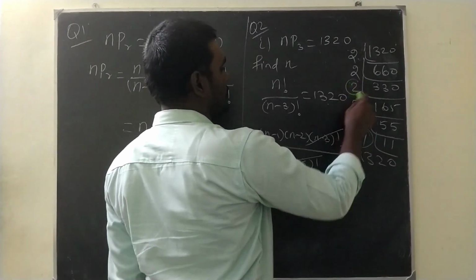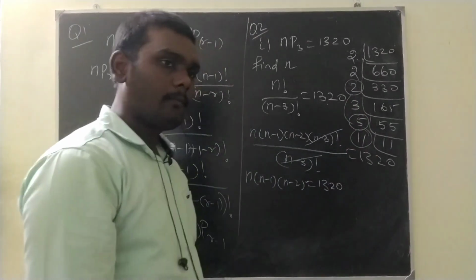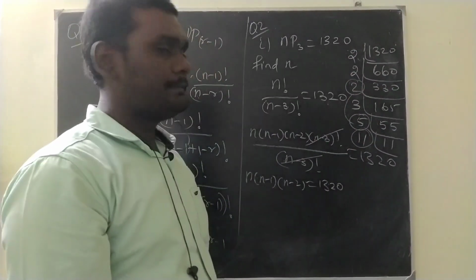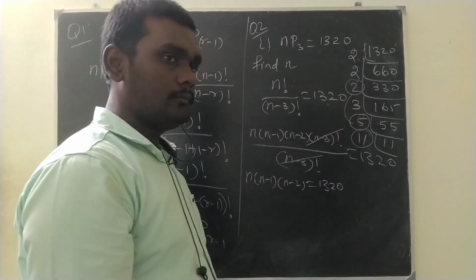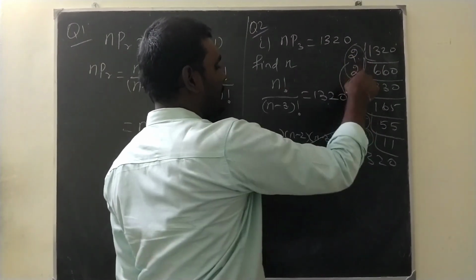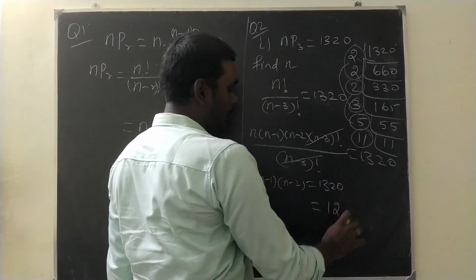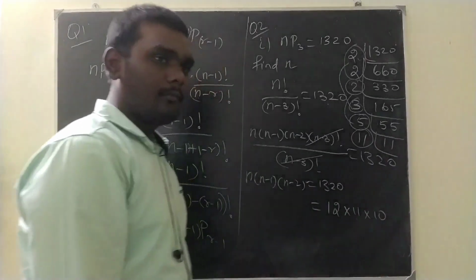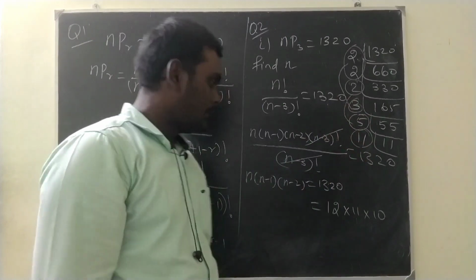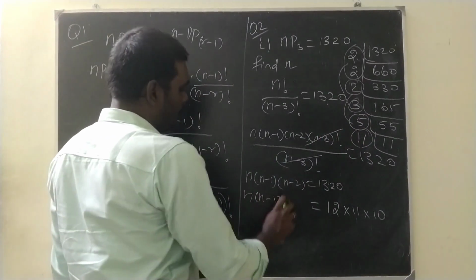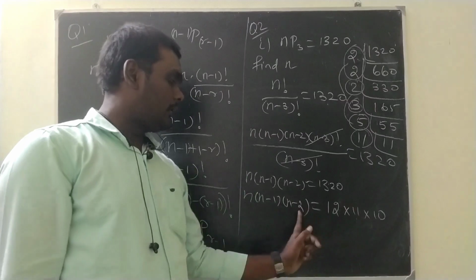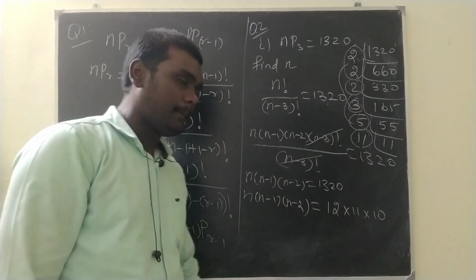See, 5 is there, 2 is there. If you combine that 2, what will you get? 10 is possible. Then if you combine the remaining things and multiply, it is not 120, only 12. This gives you 12. So this 1320 we can write as 12 into 11 into 10. This pair, 12 into 11 into 10, is n into (n minus 1) into (n minus 2). Just compare this: a number, 1 less than the number, 2 less than the number. Multiply it together. What is that number? n then.